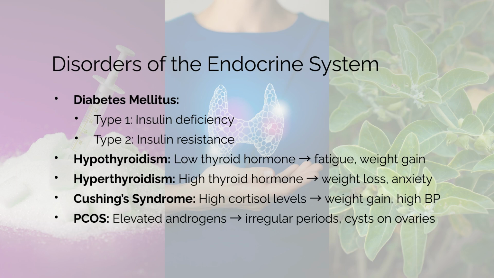Cushing's syndrome. Caused by high levels of cortisol, it leads to weight gain, high blood pressure, and skin thinning. Polycystic ovary syndrome, PCOS. A condition where elevated levels of androgens, male hormones, cause irregular periods and cysts on the ovaries.